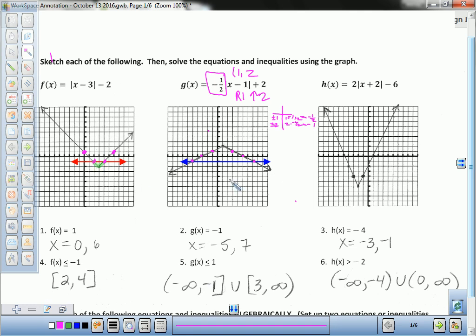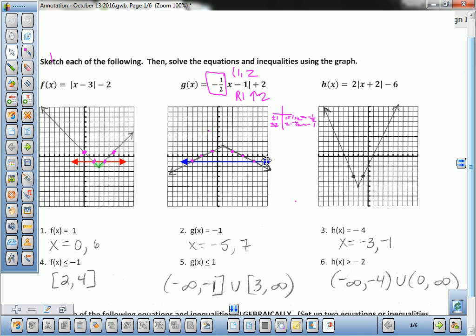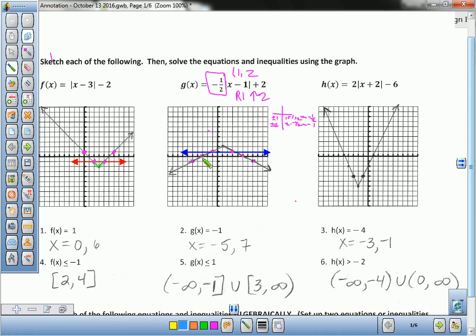Okay, the next one. Where is it less than 1? All right, so I'm going to shift this up to 1. Do we see it is less than 1 over here and over here? So from -infinity to this x value of -1, and then again from 3 to +infinity.